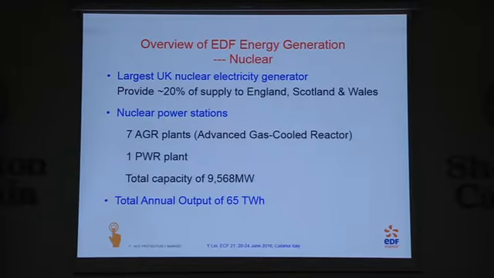EDF Energy Nuclear Generation Limited is the largest nuclear electric generator in the UK. We provide 20% of electricity in England, Scotland, and Wales. We run 8 nuclear power stations and 15 reactors. 14 of them are AGR, that's gas-cooled reactors, and one is a PWR.